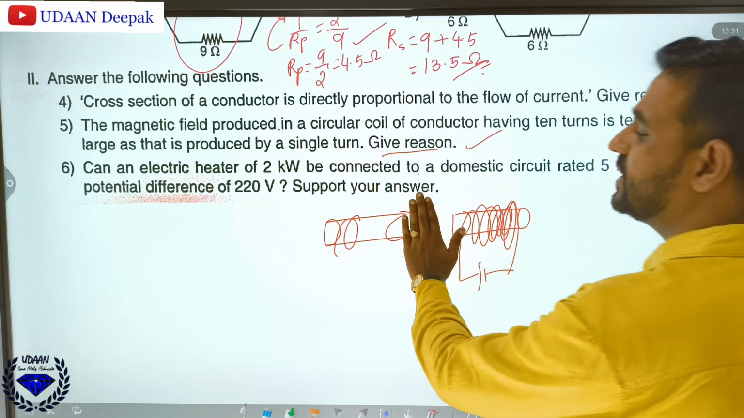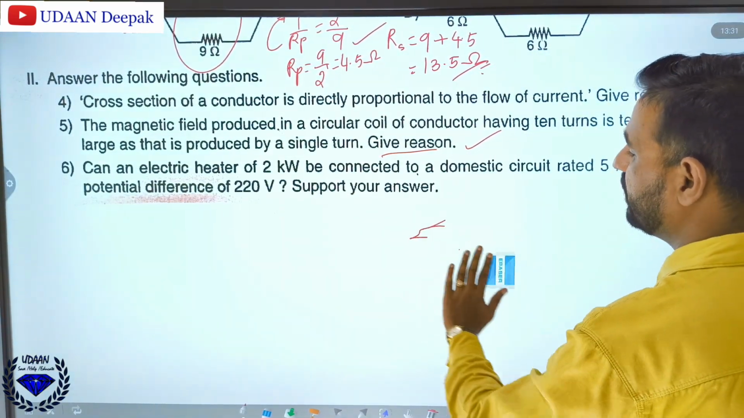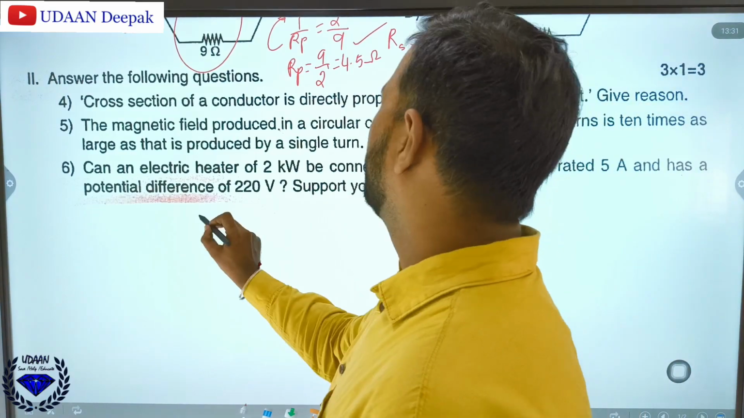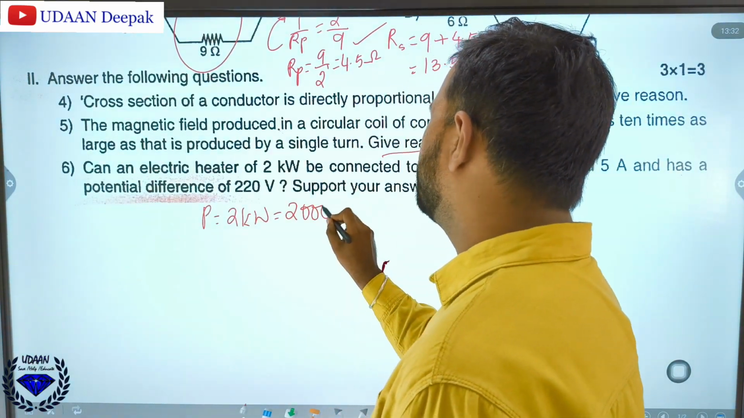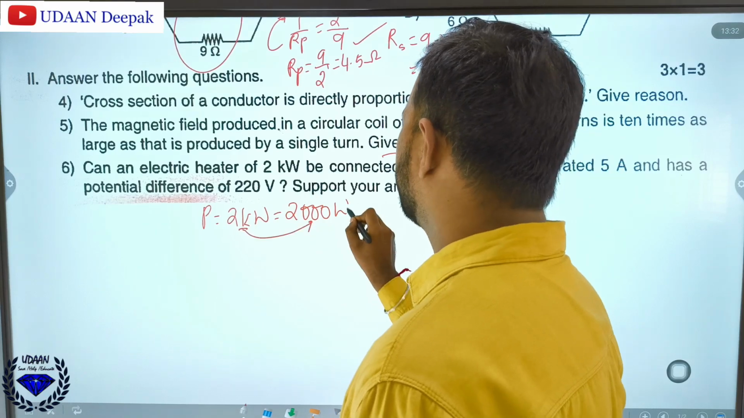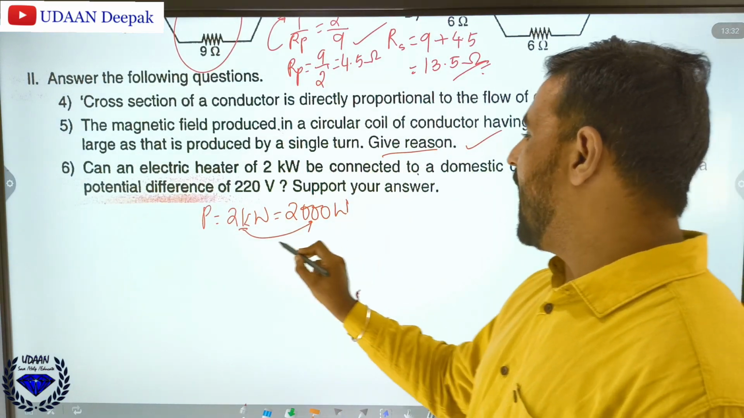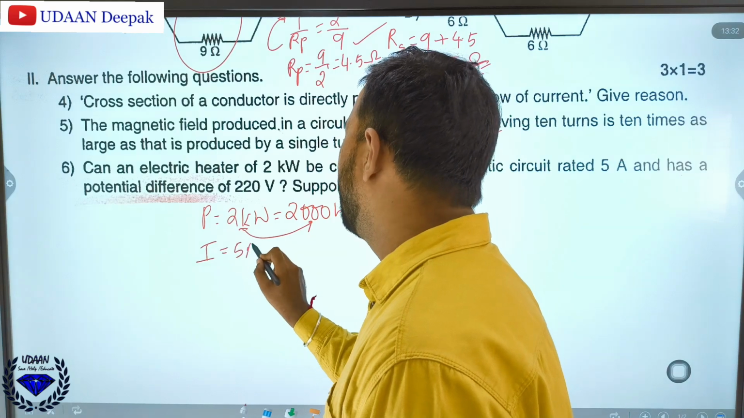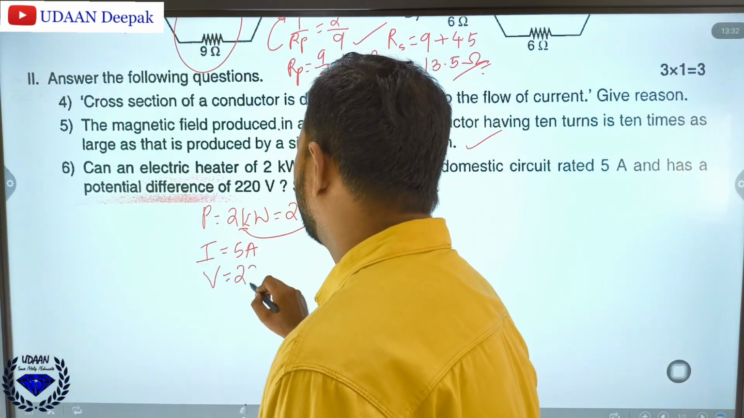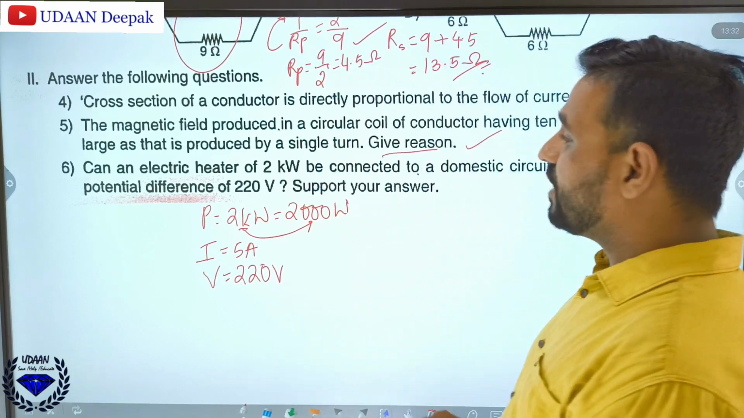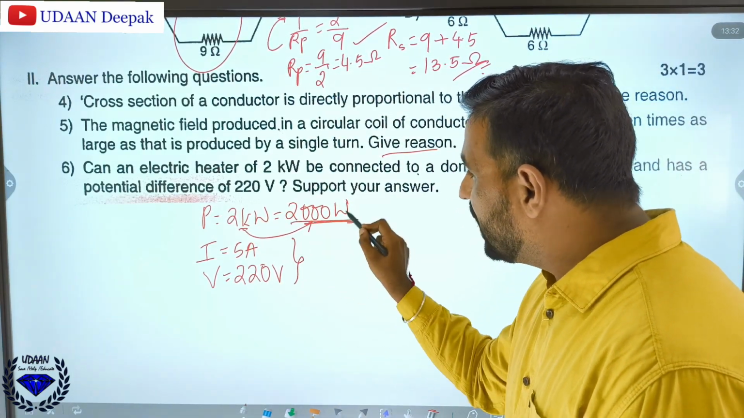Then, can an electric heater of 2 kilowatts be connected to a domestic circuit rated 5 ampere? So they have given what? There is an electric heater. Okay, power is how much? 2 kilowatt. So 2 kilowatt means what? 2000 watt. Kilo means 1000. Okay, be connected to a domestic circuit rated ampere. What is the current? It is 5 ampere and has a potential difference. What is the voltage? 220 volt. Okay, suppose your answer they are telling. See, by using this, can we connect this or not?